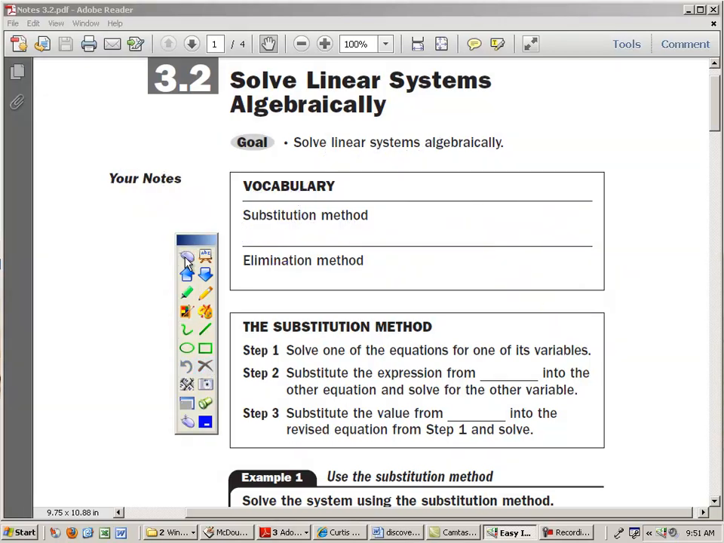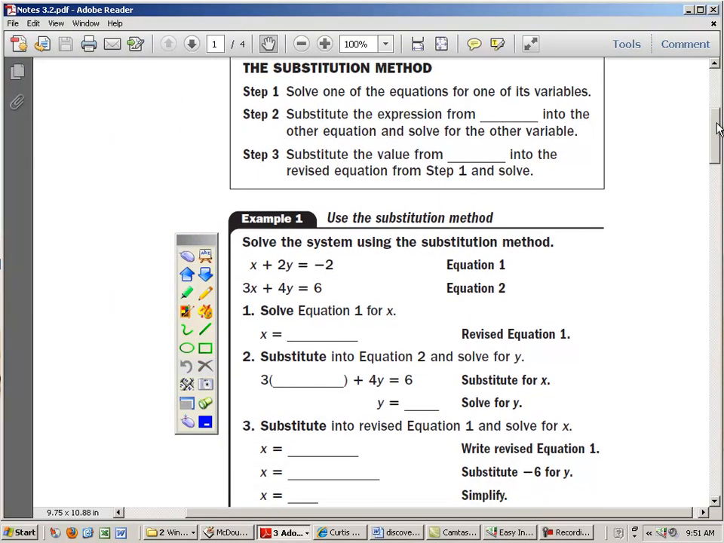All right, so let's get right into our first example. Let's first talk about the substitution method. The substitution method says solve one of the equations for one of its variables. That means we need to make one of the equations say x equals or y equals some expression in terms of x or y, but it has to say x equals or y equals. Then we're going to substitute the expression that we made from step 1 into the other equation and solve for the other variable. Again, this will make much more sense as we start to make some substitutions.